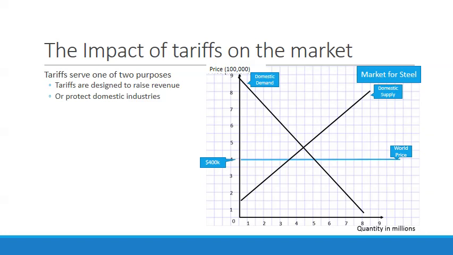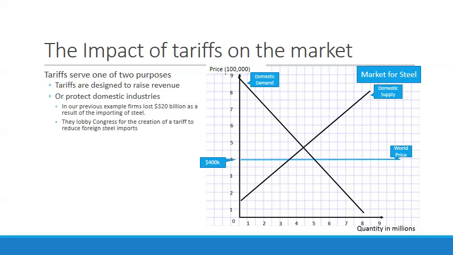You look at that $320 billion loss. Well, maybe those firms would like to see that loss go down quite a bit. Well, creating a tariff will serve that purpose. So in our previous example, firms lost $320 billion as a result of the importing of steel. They lobbied Congress for the creation of a tariff to reduce foreign steel imports. And this is a protective tariff because its only purpose here is to reduce their revenue loss. Now, is the government going to get revenue regardless? Yeah. Now, this would reduce the revenue loss of domestic firms.